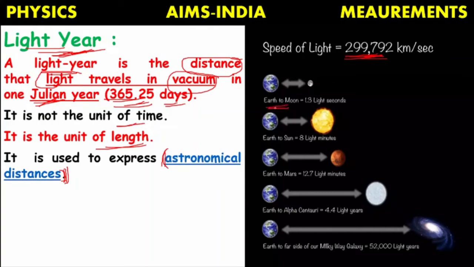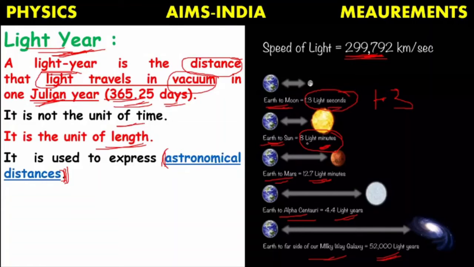From Earth to Moon, the distance is 1.3 light seconds. Light second is a still smaller unit than light year. Earth to Sun, 8 light minutes. Light minute is also a smaller unit than light year. Earth to Mars, 12.7 light minutes. Earth to Alpha Centauri, 4.4 light years. Earth to Milky Way galaxy, 52,000 light years. Like that, for measuring astronomical distances, we make use of units called light years.